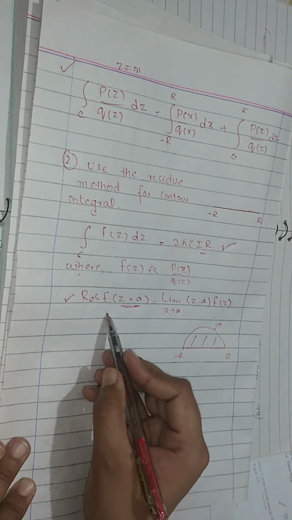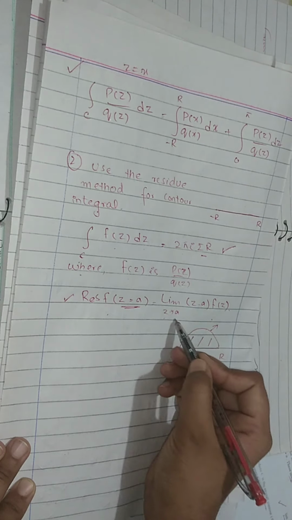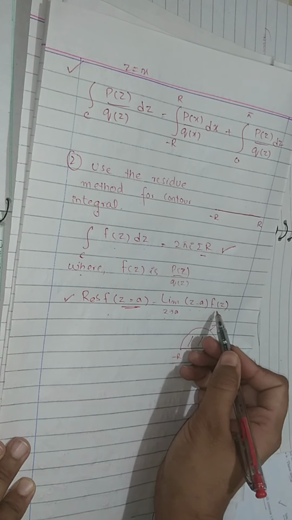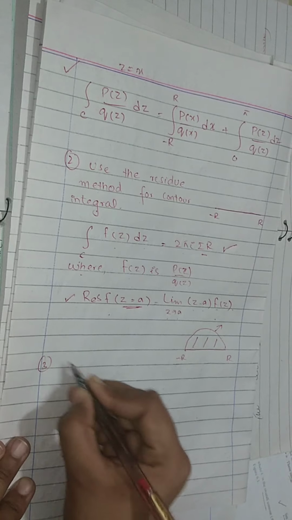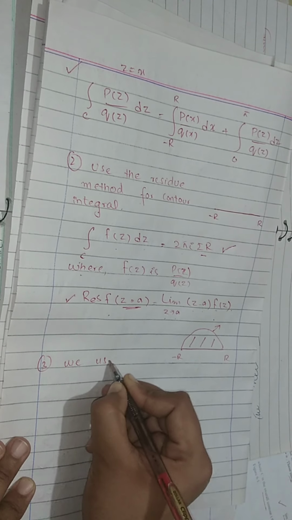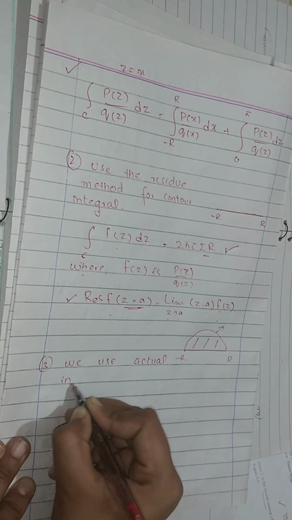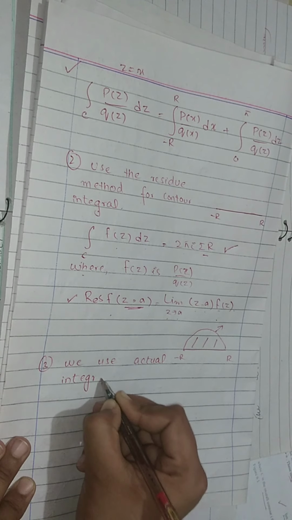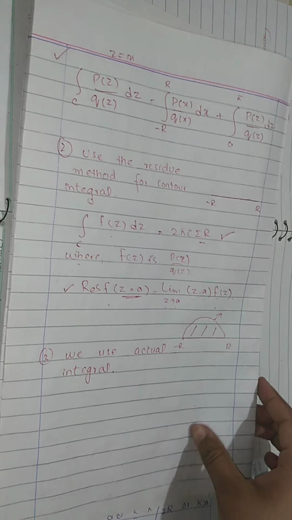Okay, and to find the residue, we have the formula: limit as z approaches a of (z minus a) times f of z. In the third method, we use the actual integral, meaning we use the integral which we want to find. These are some methods. Now let's see an example.